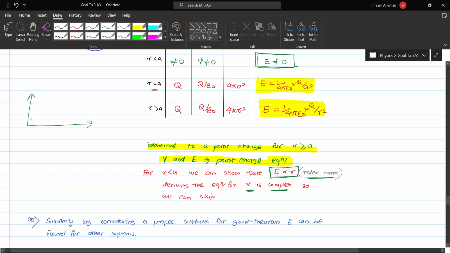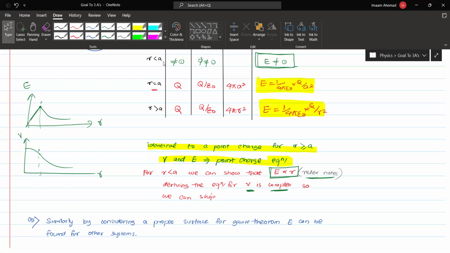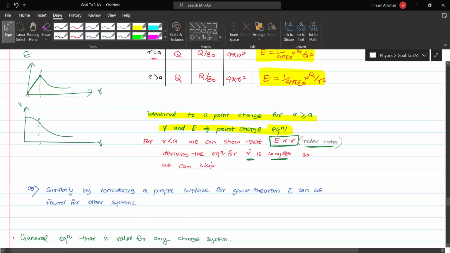I'll just quickly draw the graph. It is something like this. And if you draw the V versus R, it is something like this. You can refer to the notes for that. But what I want you all to understand is that E is not zero inside. Hope it's clear.